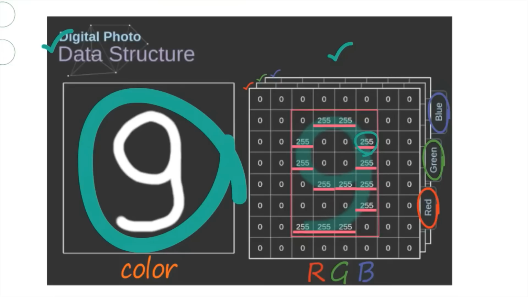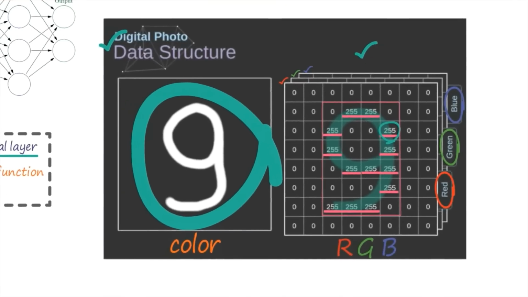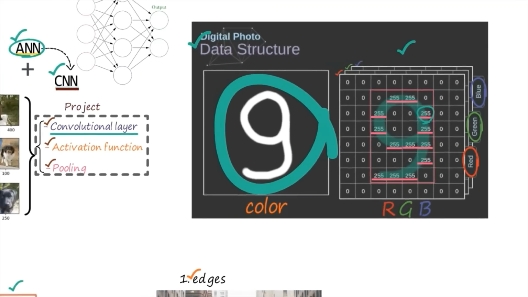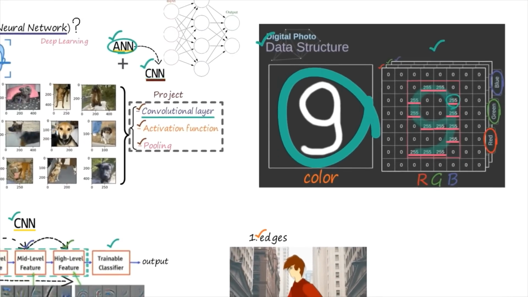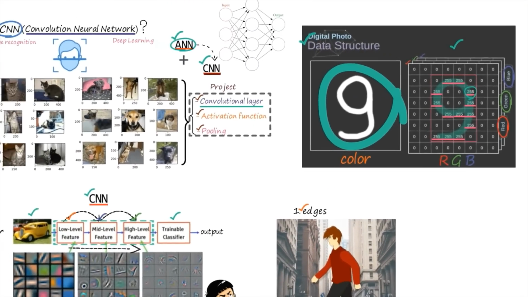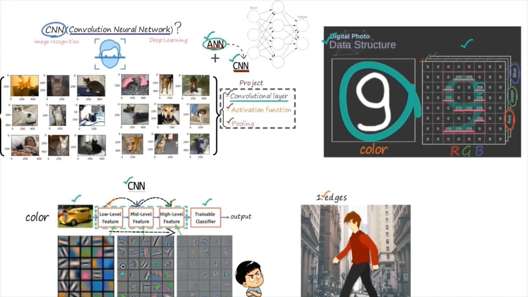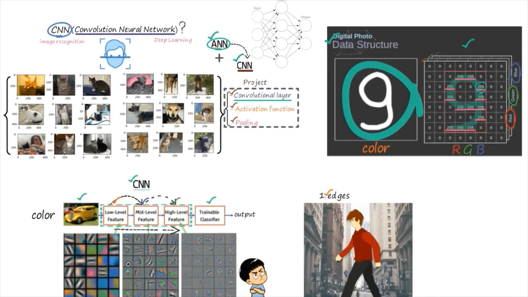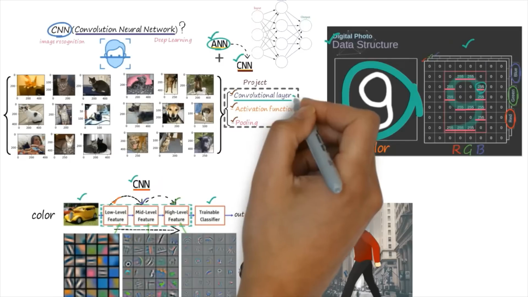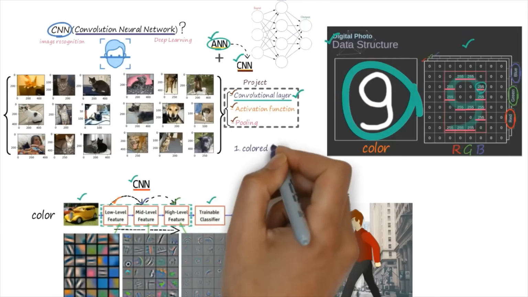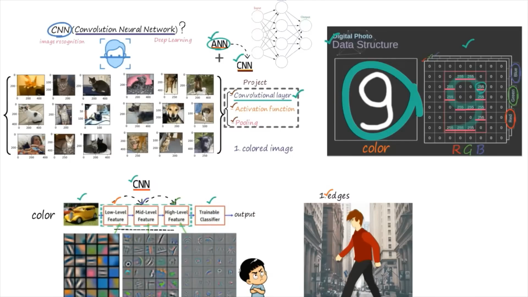And why am I explaining this? Because now I am going to give this colored image as an input to the CNN model. Now we have to discuss how it will work, but before that, we have to understand one more thing. So the first component in the convolution layer is the colored image, and we have already discussed the data structure of the colored image.